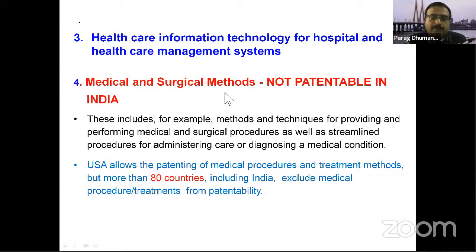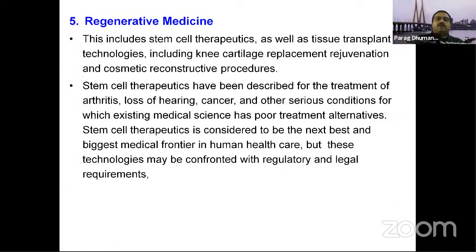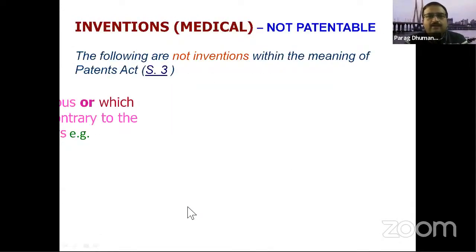But medical and surgical methods, like a method of doing ascitic tapping, are not patentable. But a sonography probe which assists in ascitic tapping is patentable. A sonographic probe which has a needle which can be inserted safely, effectively, without injuring the structures and can do ascitic tapping is patentable. But the method as such is not patentable. There are a few countries, including the USA, which even allow the medical procedure, but India doesn't allow it. Then regenerative medicine is a huge field in cancer healing and lifestyle diseases.